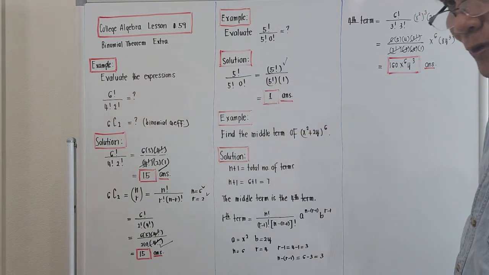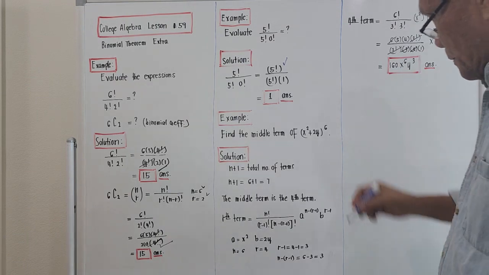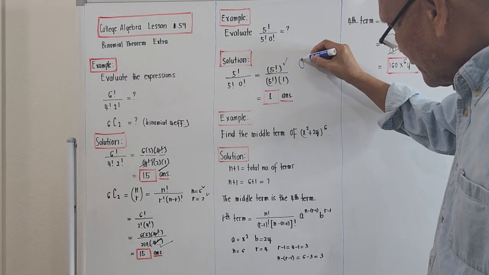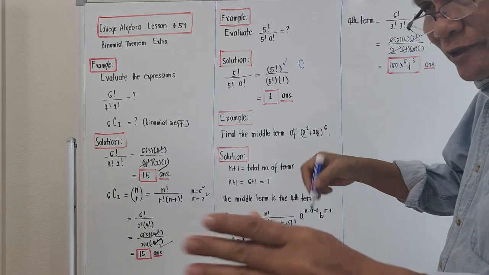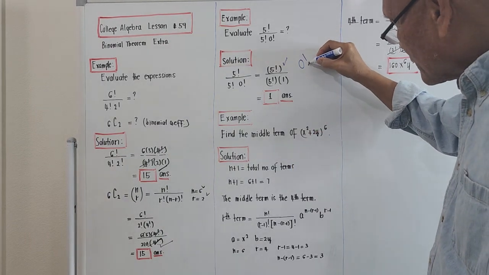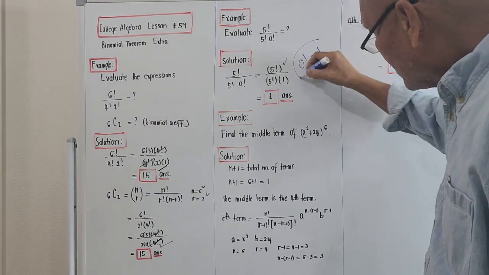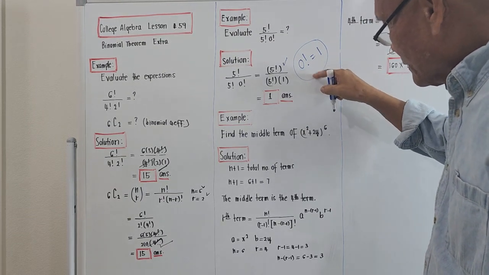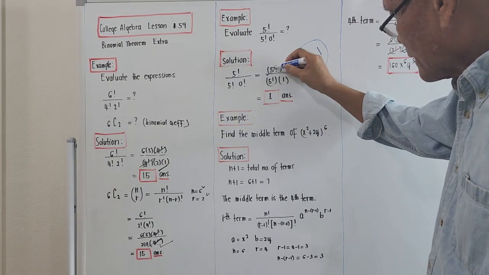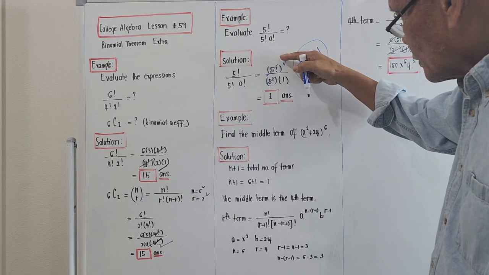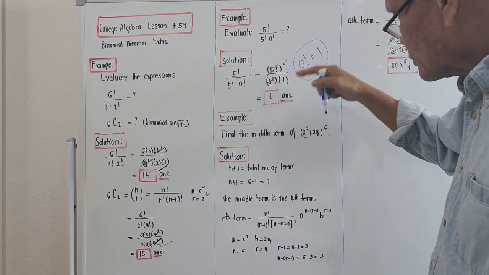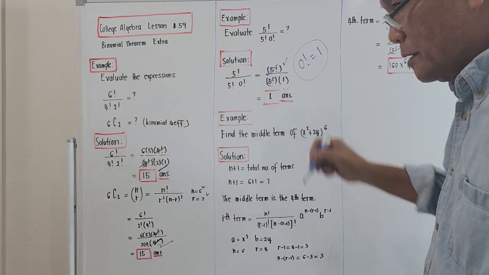And what is the value of 0 factorial? From now on, even though you're sleeping or maybe you're daydreaming, 0 factorial is actually equal to 1, okay? Don't forget this one. So, this 5 factorial cancels, right? So, this will be 1 over 1 times 1. The answer is actually 1.